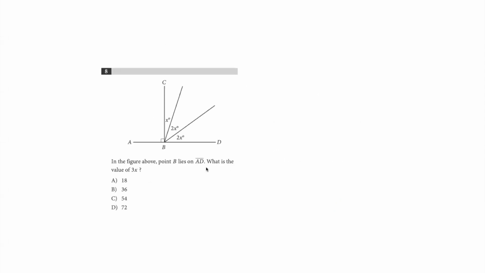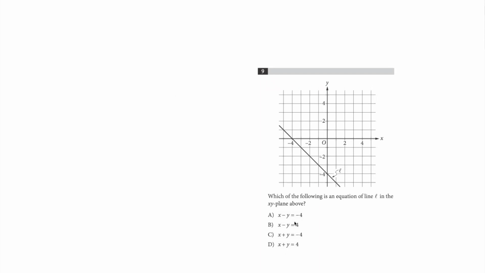Question 8. They ask for the value of 3x. As you see, this is 90 degrees. So x plus 2x plus 2x is 90 degrees. 5x is equal to 90 degrees. X is equal to 18 degrees. If x is 18, the expression is 3x. 3 multiplied by x is 3 multiplied by 18. That is 54 degrees.